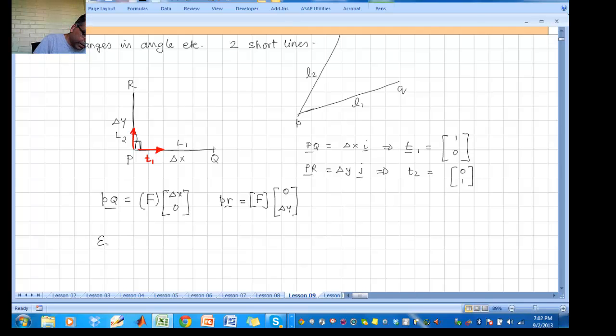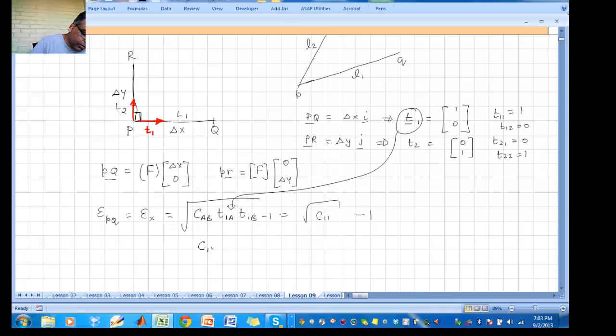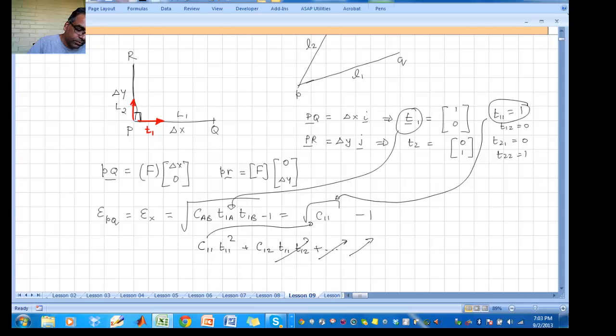So we know how to compute the strain epsilon PQ, which is also called epsilon X, strain in the X direction. That's easy. That's equal to the square root of CAB T1A T1B minus 1, where T11 equals 1, T12 equals 0, T21 equals 0, T22 equals 1. What the heck? Plug it in, and you will get something very simple: the square root of C11 minus 1. Everything else will be 0, because if you write this down, it is C11 T11 squared plus C12 T11 T12 plus blah blah blah. All the other terms will be 0. So you'll be left with only this, and T11 is 1. Hey, that is very nice, no?